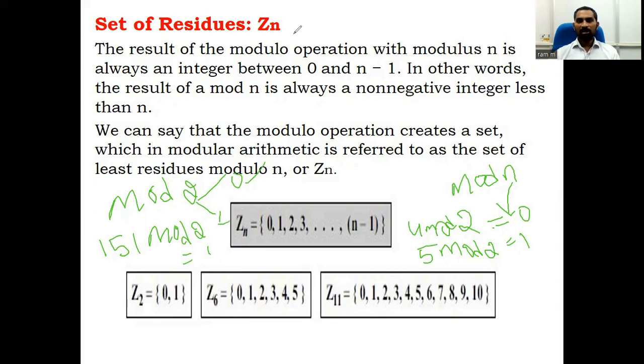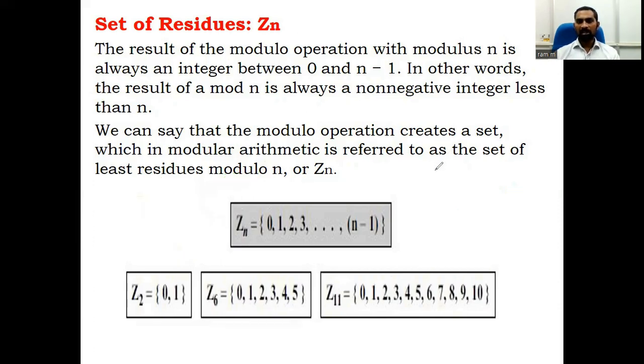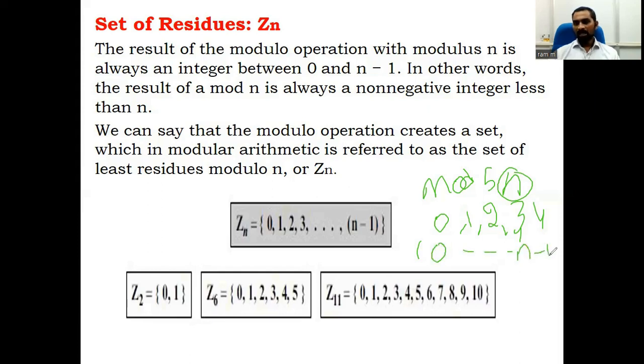In the same way, if you consider mod 5, it produces residues starting with 0, and the maximum residue value it can have is 4. So if you take n here, the residues produced when you apply mod n will be from 0 to a maximum of n minus 1. All the values within this set, we call the set of residues, and we represent it with the letter Zn.